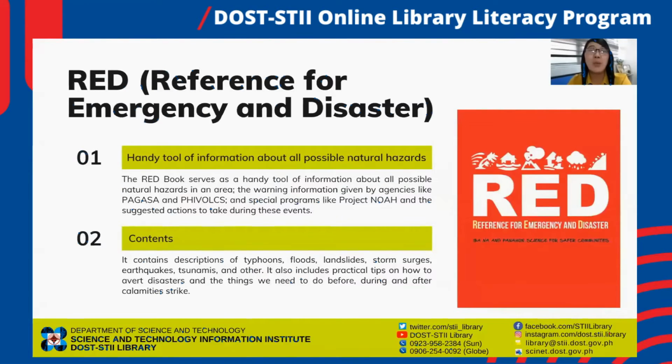Next is the Red Book, or the Reference for Emergency and Disaster Book. The Red Book serves as a handy tool of information about all possible natural hazards in an area, the warning information given by agencies like PAGASA and PHIVOLCS, and special programs like Project NOAH, and the suggested actions to take during these events. The Red Book can be used by our grade 11 and grade 12 students as well as our teachers as a reference on the subject disaster readiness and risk reduction. So if you know someone who needs a reference on emergency and disaster, you can refer them to the Red Book.